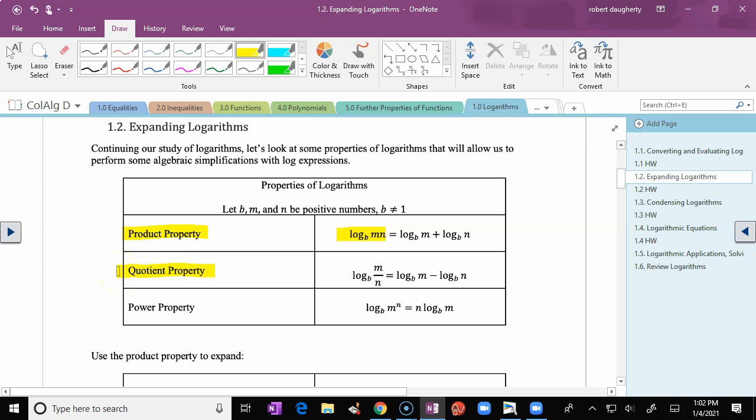With quotients, when you have exponents, when you're dividing like x to the 7th over x to the 5th, you subtract your exponents. So the log of m over n is the log of m minus the log of n. And then the power property.